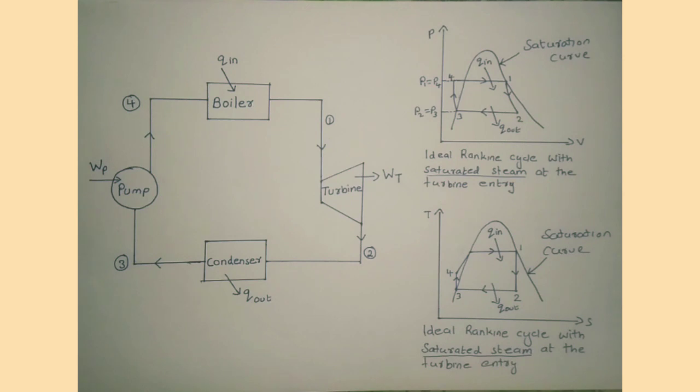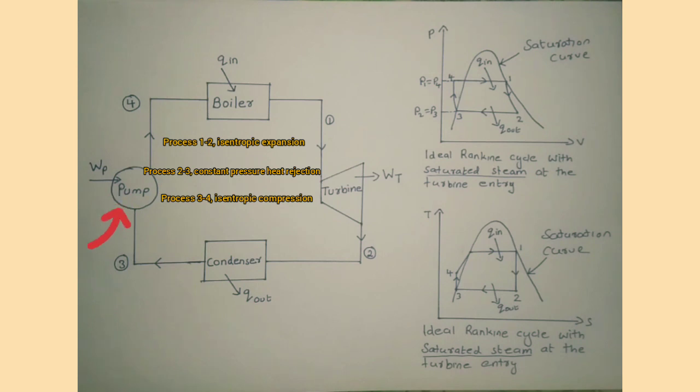The basic components of a steam power plant or Rankine cycle are the boiler, turbine, condenser and pump. We are considering each component as a steady flow device. Process 1 to 2 is isentropic expansion in turbine. Here, steam expands in turbine and produces the work WT. Process 2 to 3 is constant pressure heat rejection in condenser.